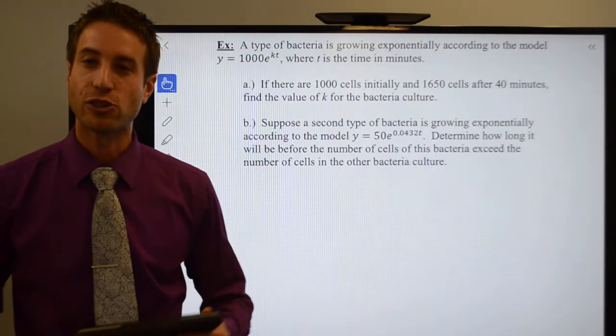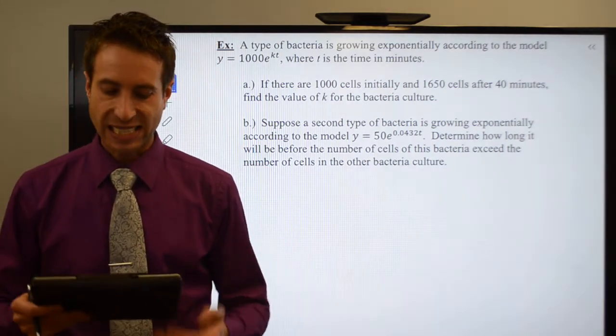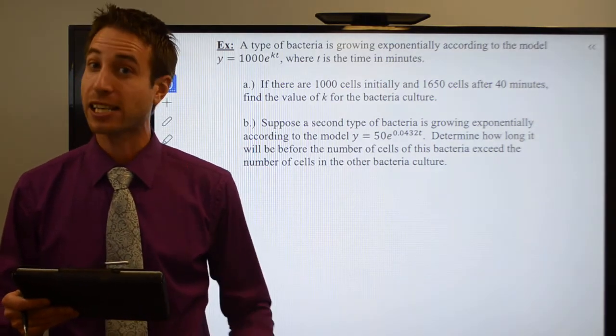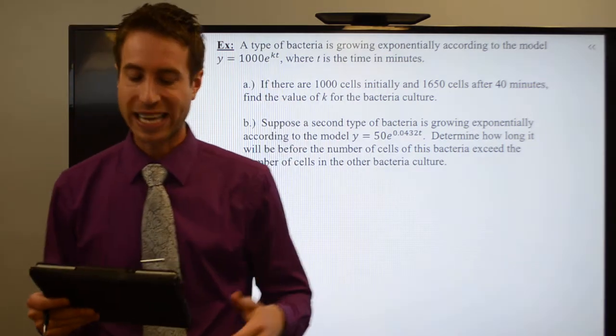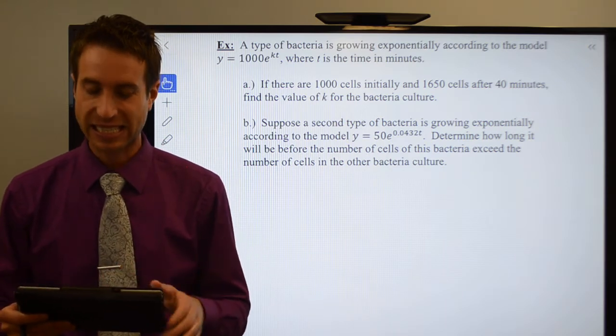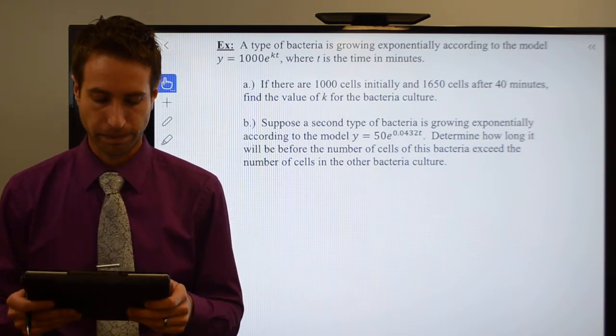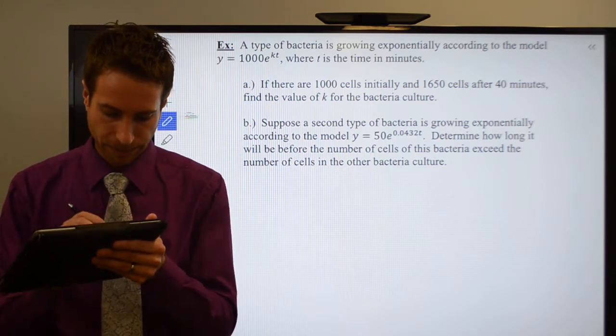Alright guys, welcome to this page of the notes, and let's go ahead and do a biology problem. A type of bacteria is growing exponentially according to the model I've given you here, y equals 1000 e to the kt, where t is the time in minutes. This is a two-part problem. Let's start with part A.